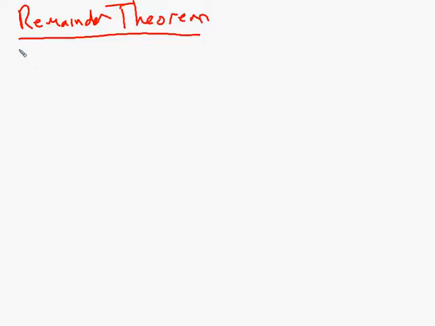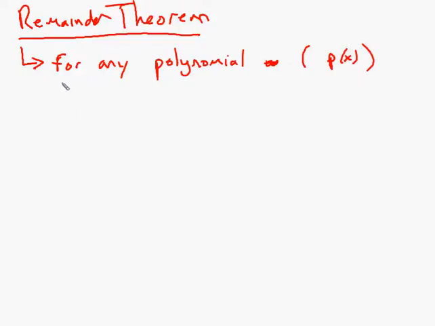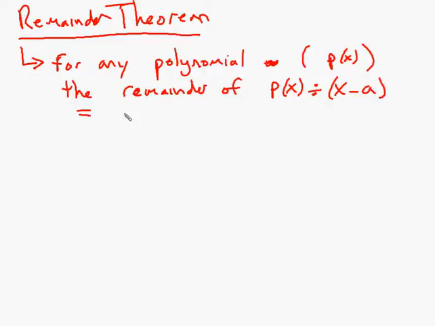Basically, what this remainder theorem tells us is, for any polynomial with real coefficients, and we'll call our polynomial p of x, the remainder of p of x divided by quantity x minus a equals p of a.